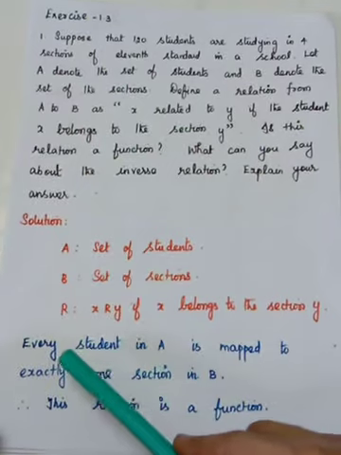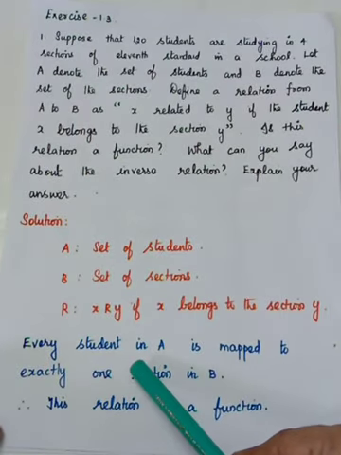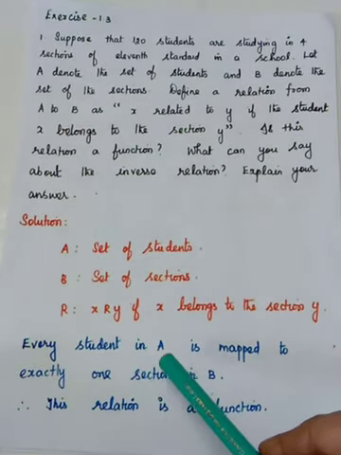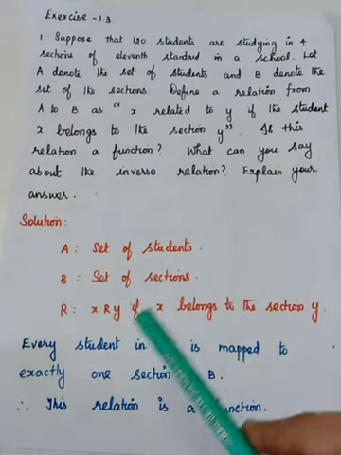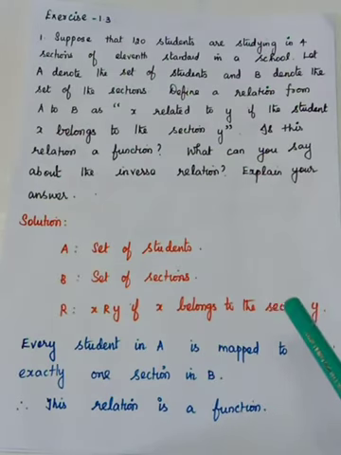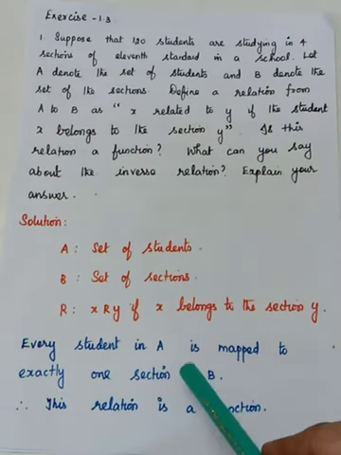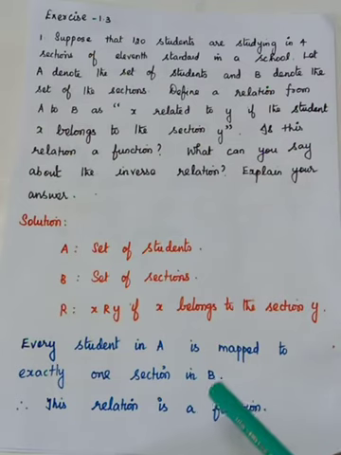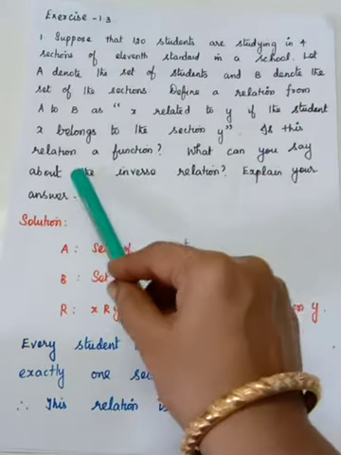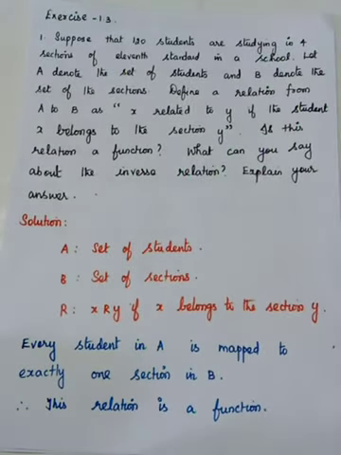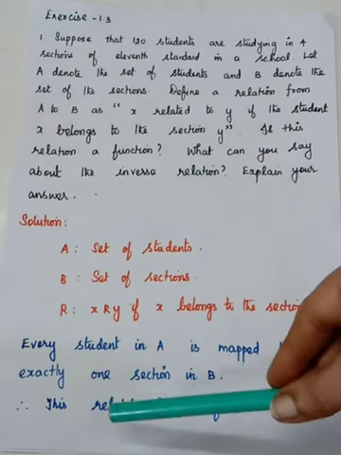Here, every student in A is mapped to exactly one section in B. A student cannot sit in two sections. Therefore, every student in A is mapped to exactly one section in B, so this relation is a function. We have answered the first question: is this relation a function? Yes, it is a function.